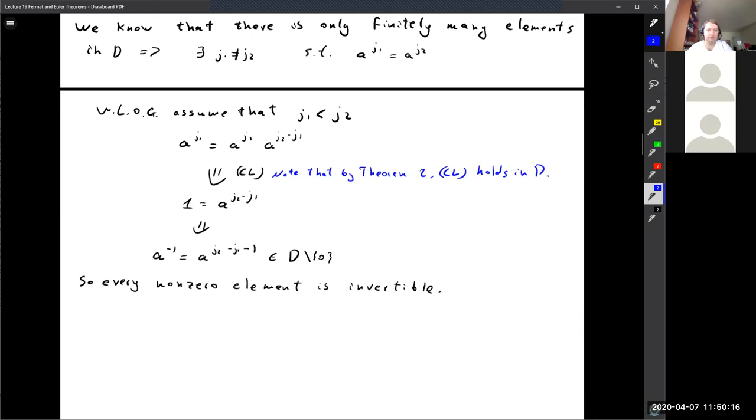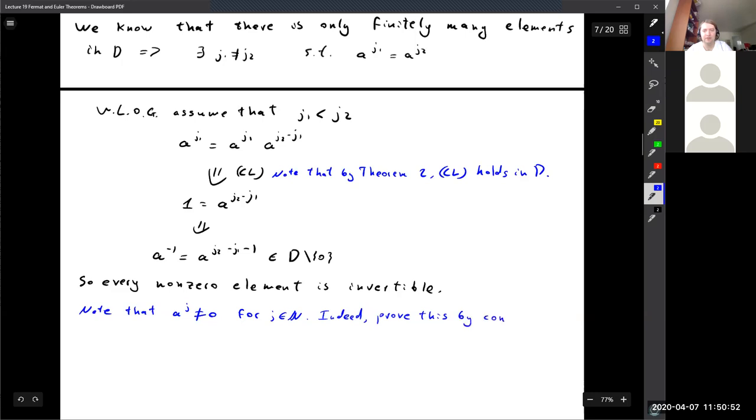So note that A to the j is not equal to 0 for all j in N. Because assume it does. Let's prove this by contradiction.